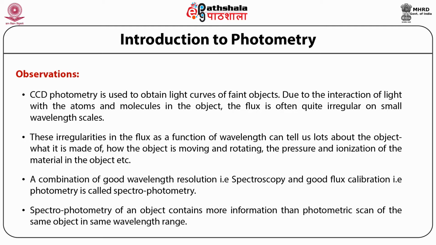Given this fact, still one prefers to do low wavelength resolution photometry rather than higher resolution spectrophotometry because it is much easier to make photometric observations of faint objects than to make spectroscopic observations of the same object. Also, the equipment required for CCD imaging photometry is cheaper and simpler than that needed for spectroscopy.